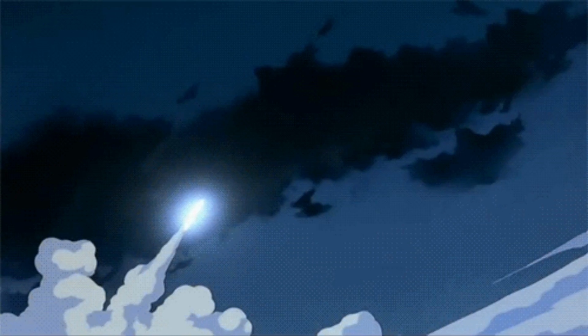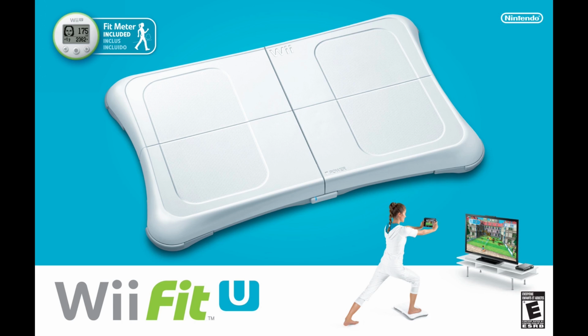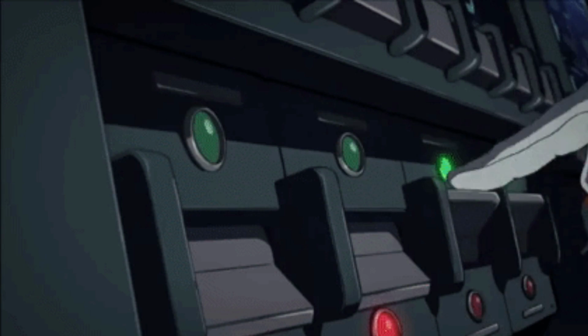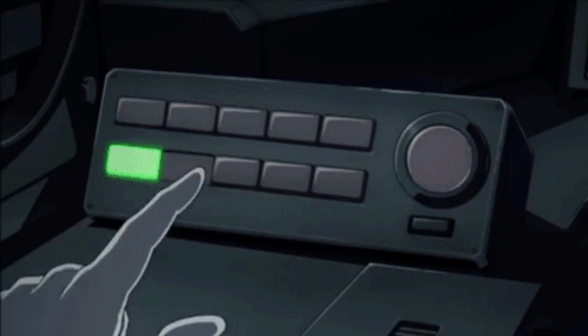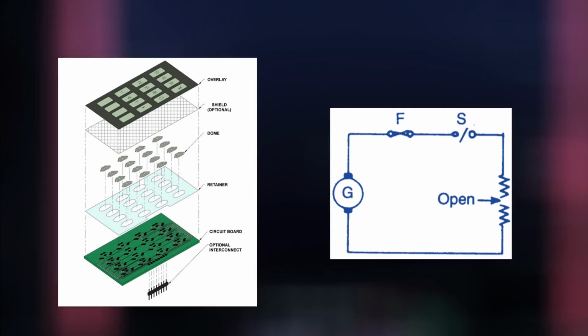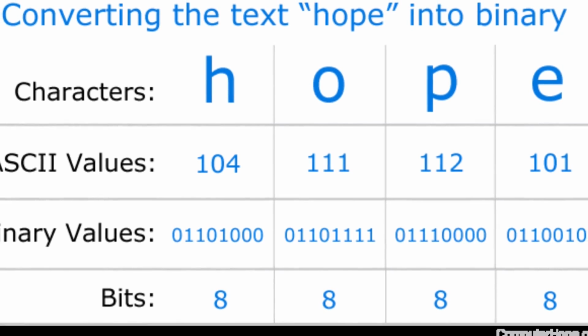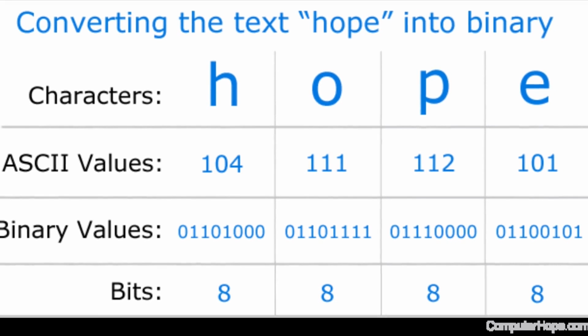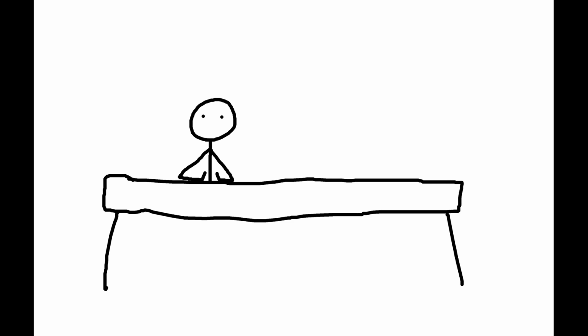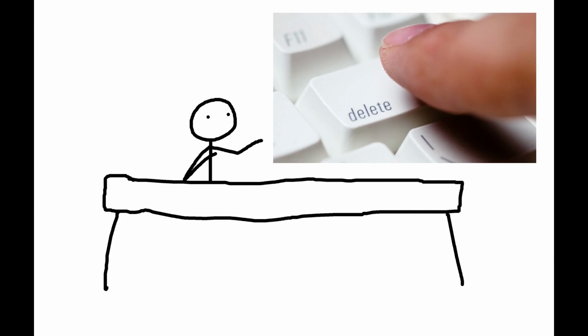Users typically interact with computers through input devices such as a mouse, the Wii balance board, or whatever this thing is. These devices convert physical actions into electrical signals that the computer can understand by either touching a conductive pad or closing an electric circuit to complete a signal. And by a process known as encoding, each key press is translated into a binary sequence representing the specific scan code for that key.